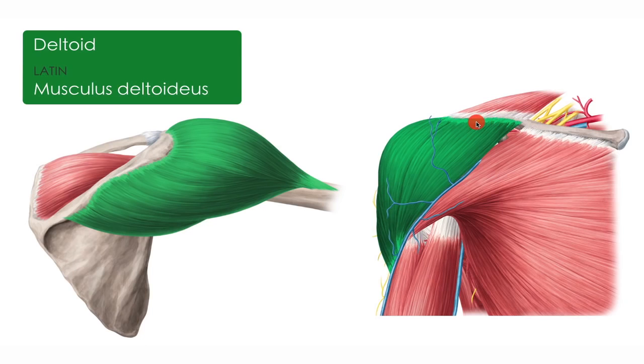The second part is known as the acromial part, which you can slightly see here, a portion of the origin point on the acromion of the scapula, which you can see a little bit better here on the posterior view of the deltoid. Now, the third part is clearly seen here also on the posterior view, and this is originating from the spine of the scapula. Now, this muscle has one insertion point, which is right here on the deltoid tuberosity of the humerus.